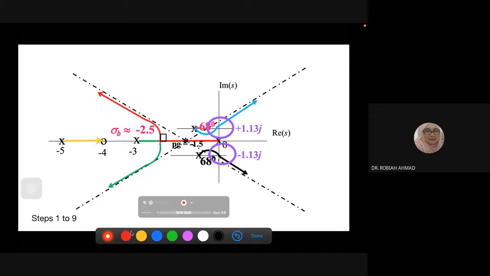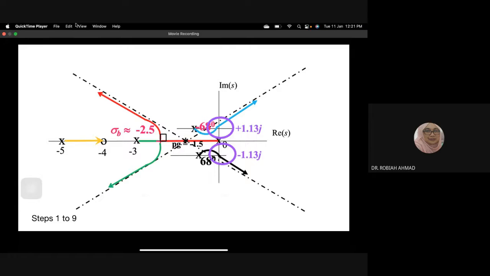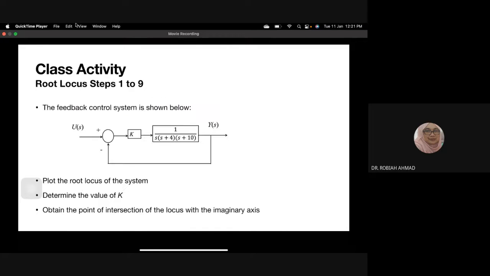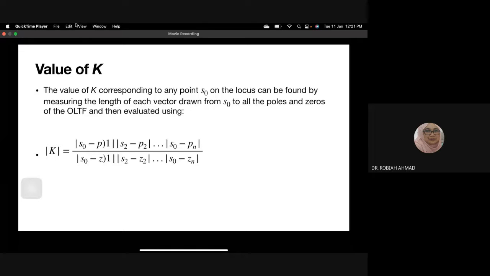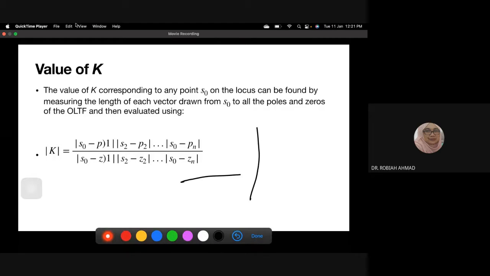Okay, for today, I would like us to do exercises. Okay, the last concept, did I explain this yesterday, last lecture? Okay, let's say we have our point, anywhere, a point here. So, a point of our root locus. What it says here is the value of k corresponding to any point s on the locus can be found by measuring the length of each vector from the poles and zeros.